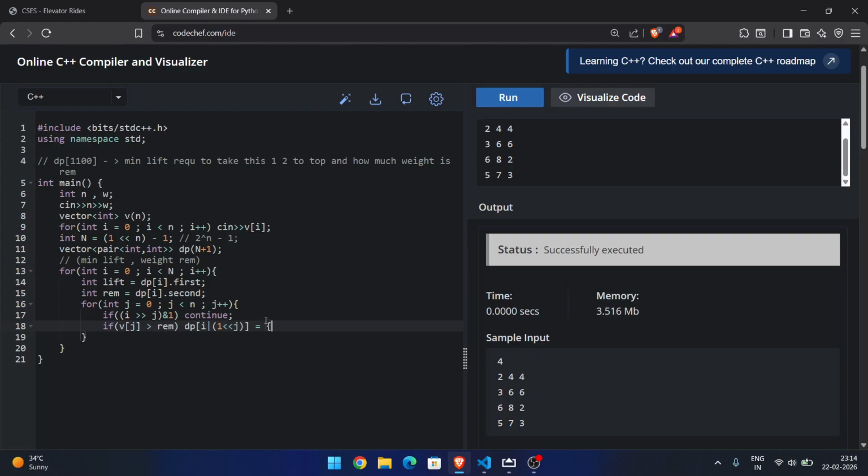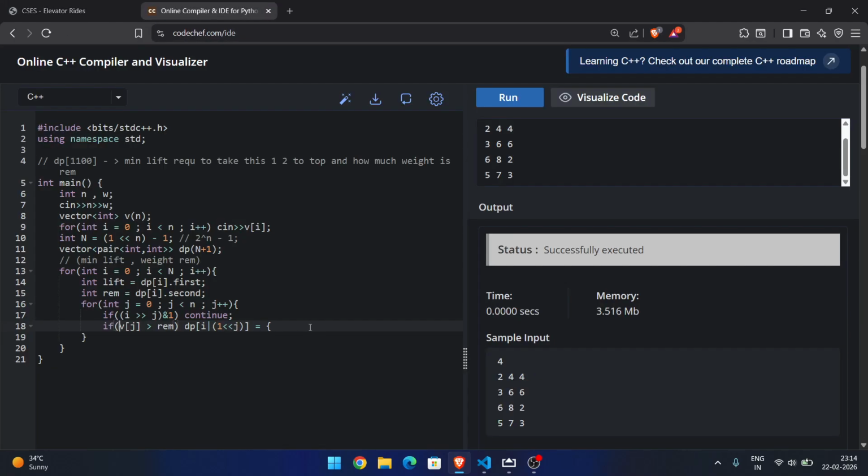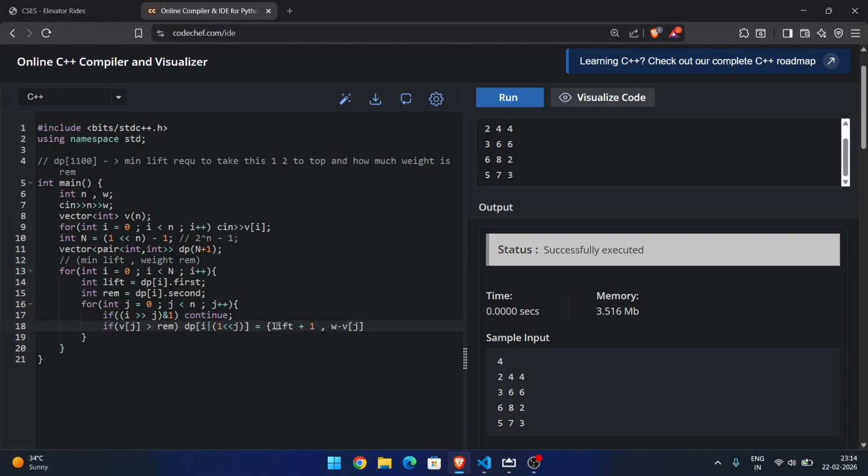Now the value for this would be, if this is greater, okay, because this is greater than the remaining weight, we can't put that in the same lift. So a new lift would be required and the remaining weight would be W minus V of J, because in this new lift, only this person is present. So everything else is excess.